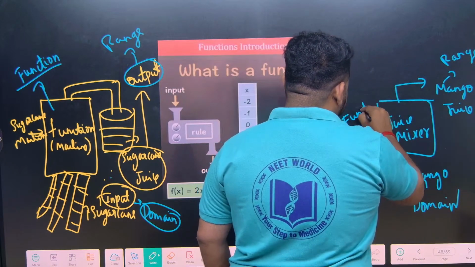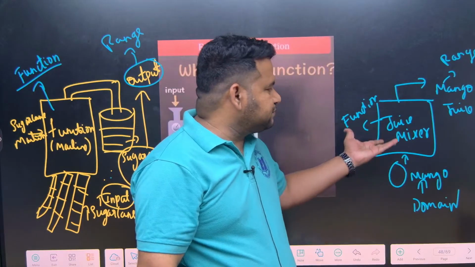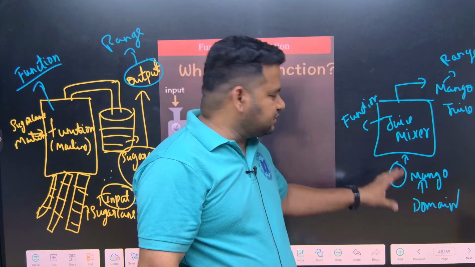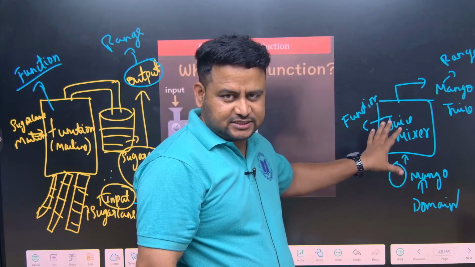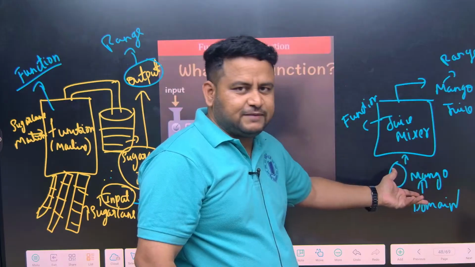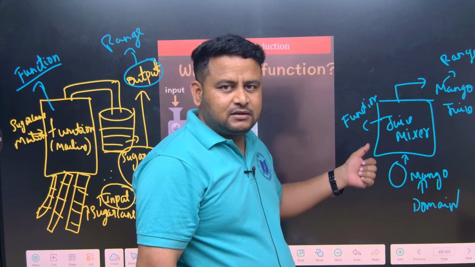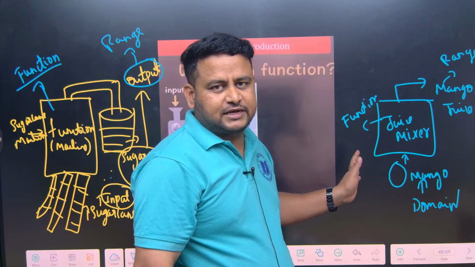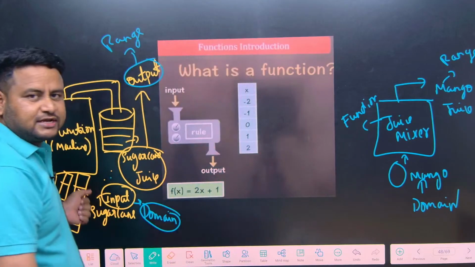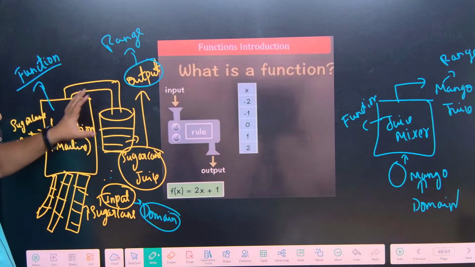For this juice mixer, can you put sugarcane? No, the juice mixer will not work. For this only mango or apple or such kinds of fruits you can keep. So this function is only working for this kind of inputs. The domain, the input you give, depends on the function. For a sugarcane machine you should use sugarcane, not mango.